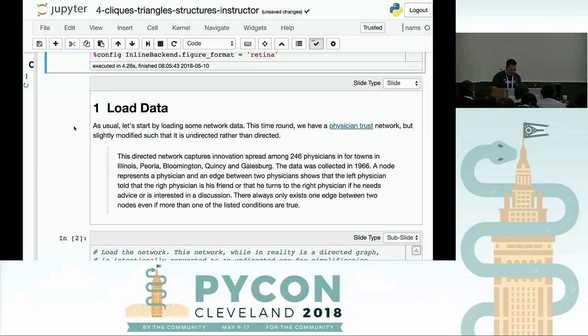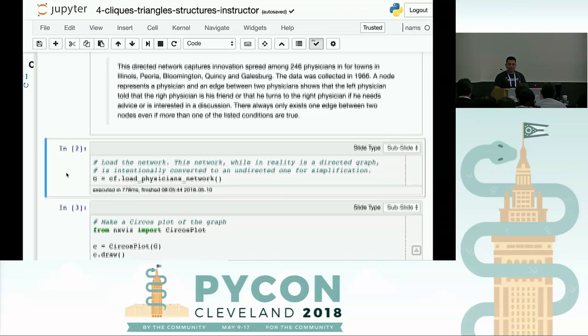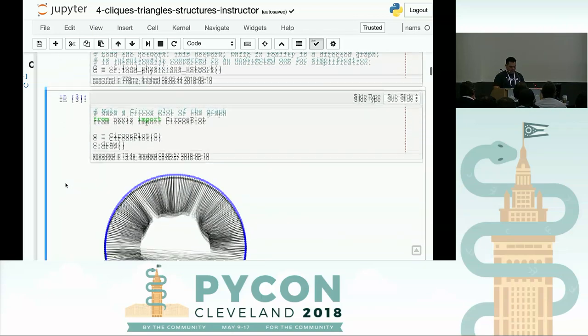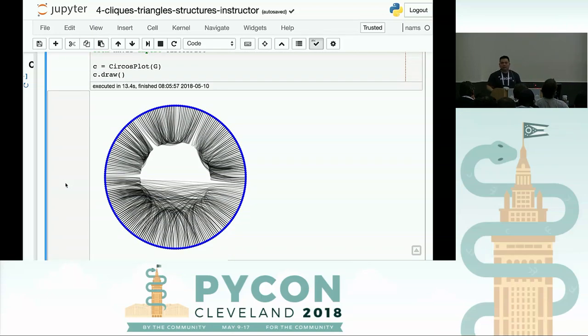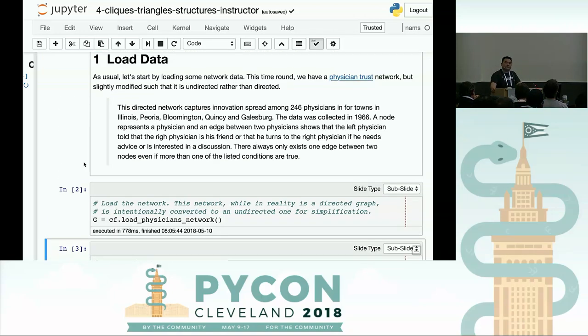If I could invite you to load the physician's network, run that cell, and then run the cell below so that we make a Circos plot of this graph. Now when you look at this Circos plot, what are your interpretations of this graph? I forgot to mention what this graph is. This graph is a directed network, but I've modified it for simplicity, cast it as an undirected graph.